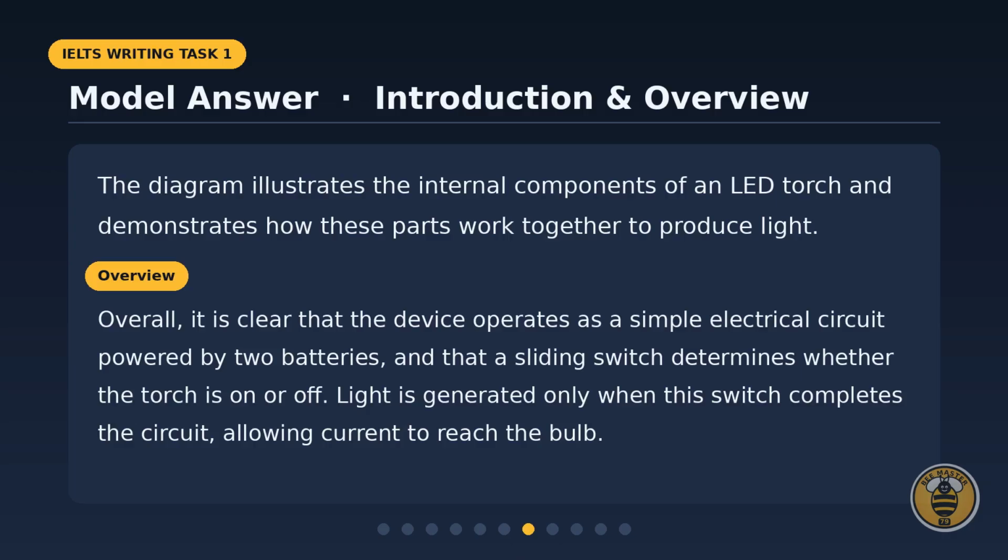Then the overview. Overall, the device operates as a simple electrical circuit powered by 2 batteries, and a sliding switch determines whether the torch is on or off. Notice there are no small details here, just the big picture.